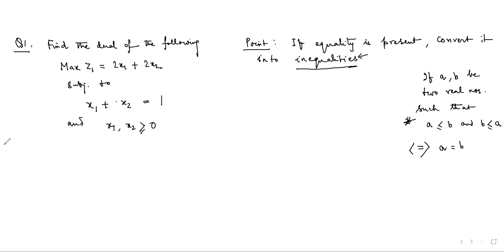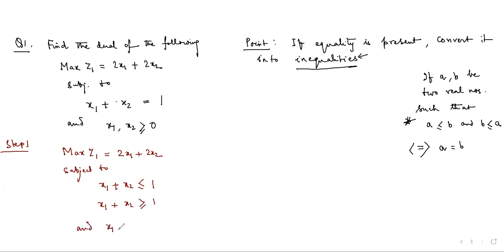So first of all, in step one, we are going to rewrite the LPP as follows. We will write max z1 is equal to 2x1 plus 2x2 subject to, now I'm going to apply this real number theory, we will write this and this, and lastly, we will write x1, x2 greater than or equal to 0. This is my step number one.